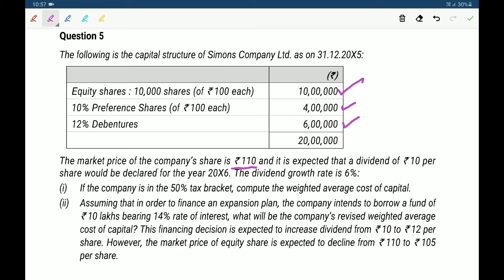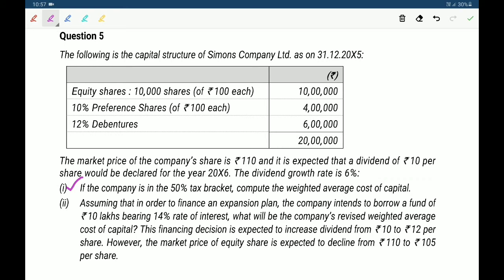And it is expected that a dividend of 10 rupees per share, that means D1, 10 rupees, would be declared for the year 2016. The dividend growth rate is 6%. So growth rate also given as 6%, that means 0.06. What are the requirements? If the company is in the 50% tax bracket, compute the weighted average cost of capital. So asking weighted average cost of capital. First of all, we find out this. Next we go to second one.